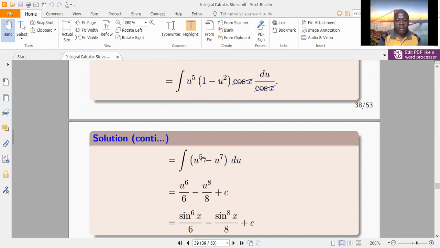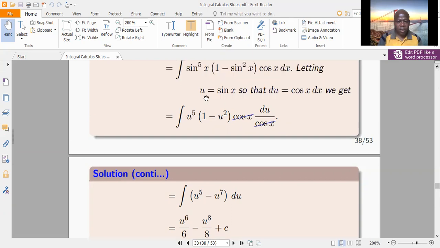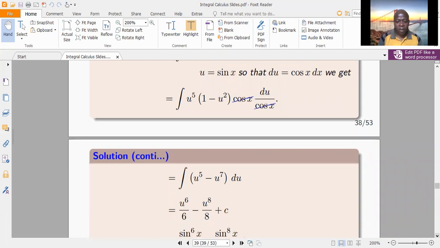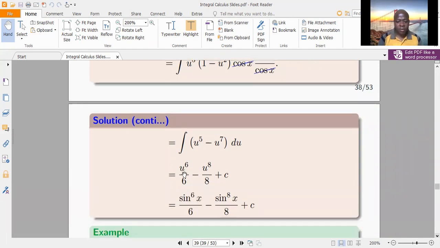And then you can now integrate this: add 1 to the power, divided by the new power. Adding 1 to 5 will be 6, divided by 6. Minus, add 1 to 7 will be 8, divided by 8. Plus constant of integration. So bring back your u. Bring back your sine, because u was equal to sine x. So this will be sine x raised to 6 over 6 minus sine x raised to 8 over 8 plus c. And that's how we integrate this.